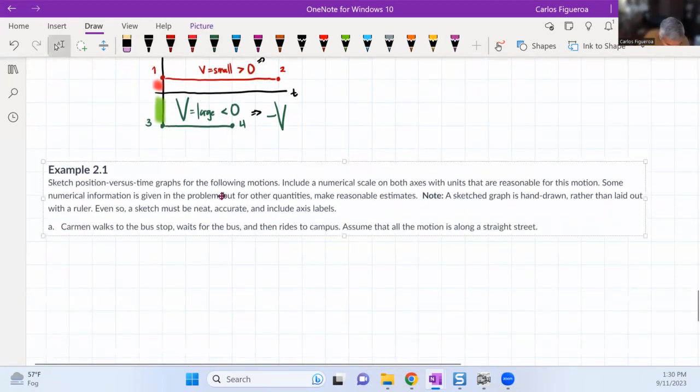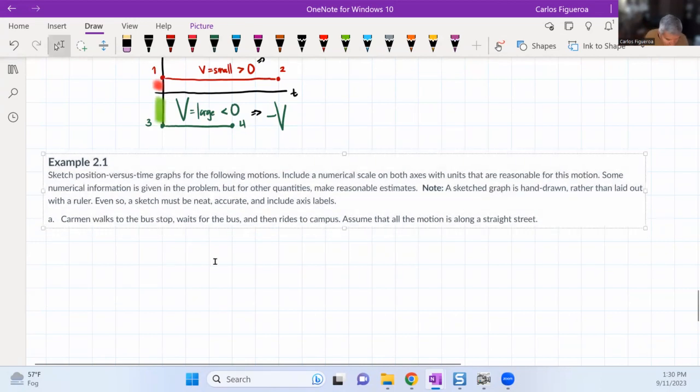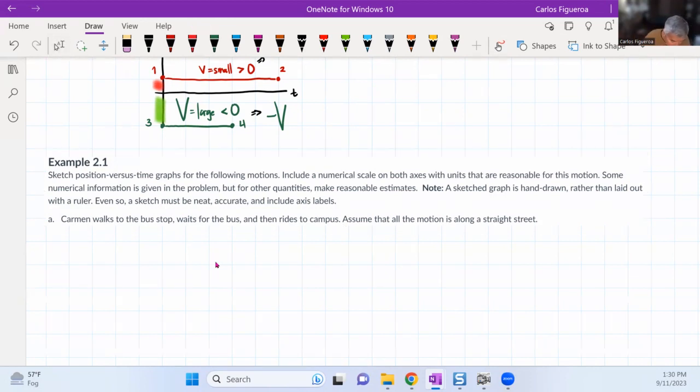Now let's do the following thing here. So I want to sketch the position and velocity graphs for the following motions. Okay? Just exactly what we did before. Okay, so let's start with A. So A says Carmen walks to the bus stop, waits for the bus, and then rides to campus. Assume that all the motions are along a straight line.